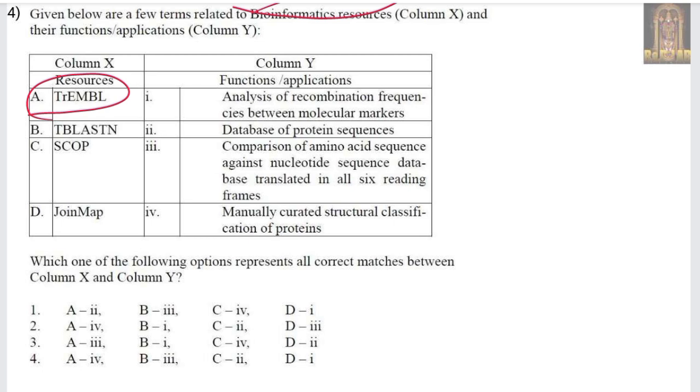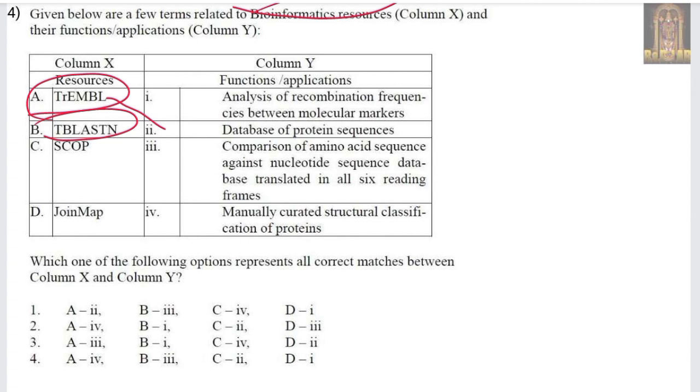So that is an open resource. So it will go to the second one. This is the database of protein sequence, the simple one. And the next one is T-BLAST-N. So BLAST-N is the basic local alignment search tool. That means it aligns in a local form, not in a global form.